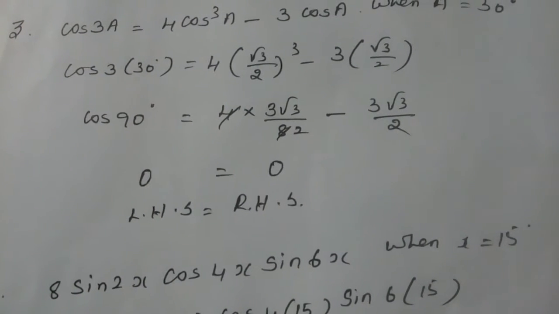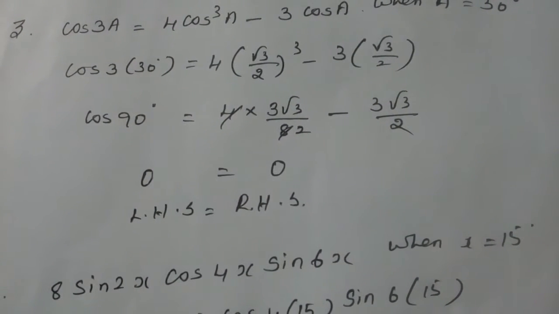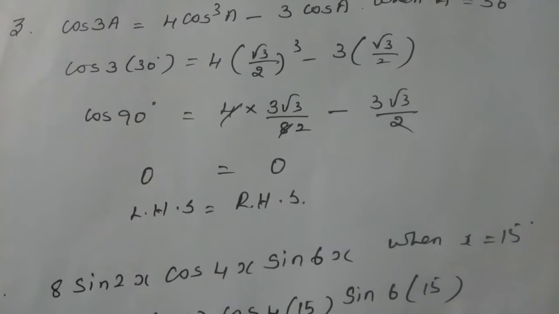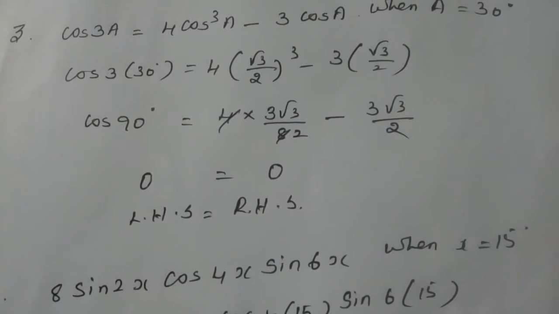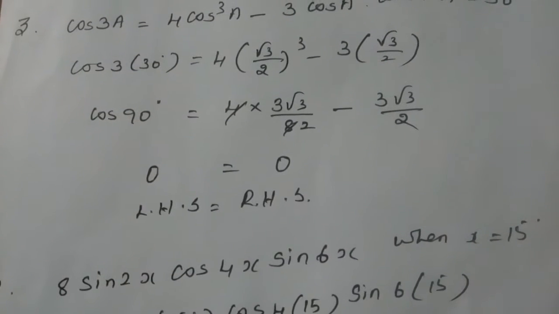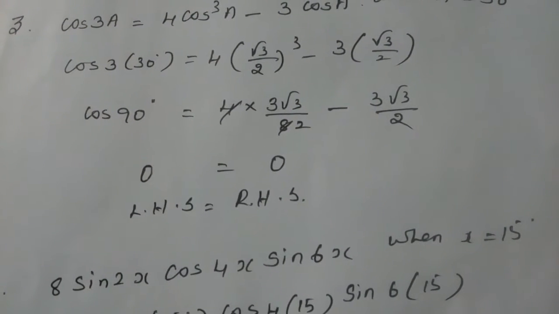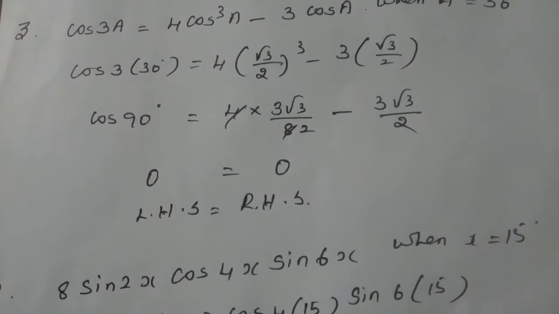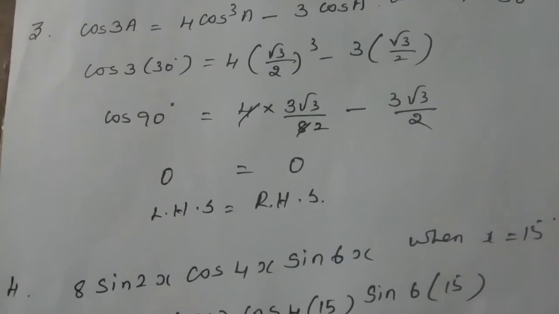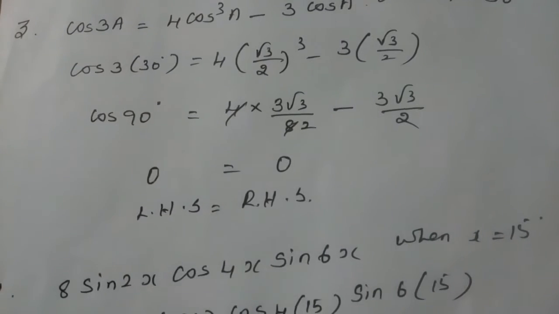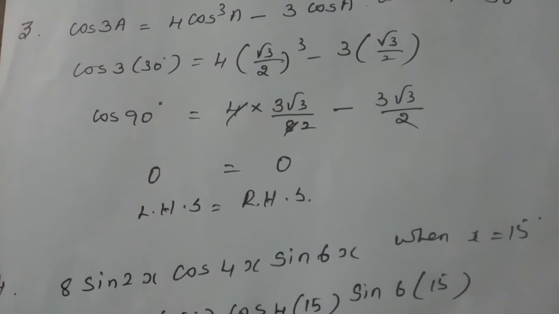Okay. So cos 3 into 30, which is equal to 4 into root 3 by 2. What is the value of cos 30? It is root 3 by 2, the whole cube, minus again 3 cos a. And then after the cancellation, we get both the left hand side and the right hand side to be 0. Since left hand side is equal to right hand side, we have shown that both the sides are equal.